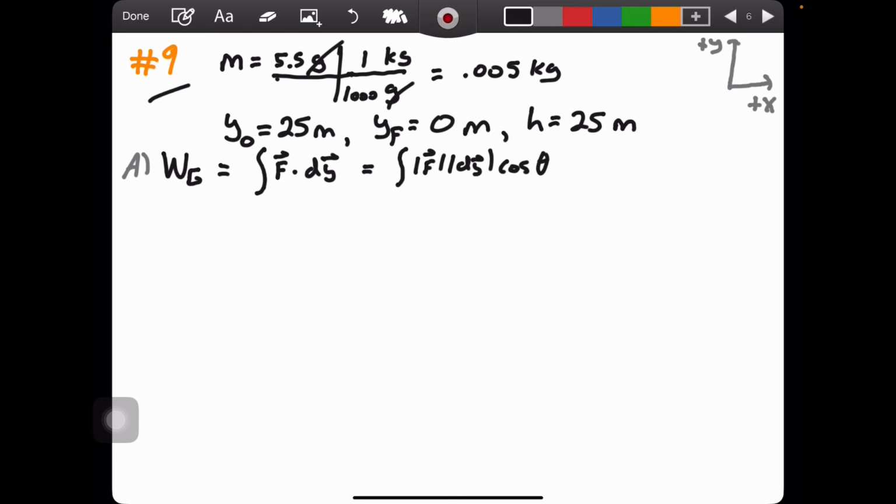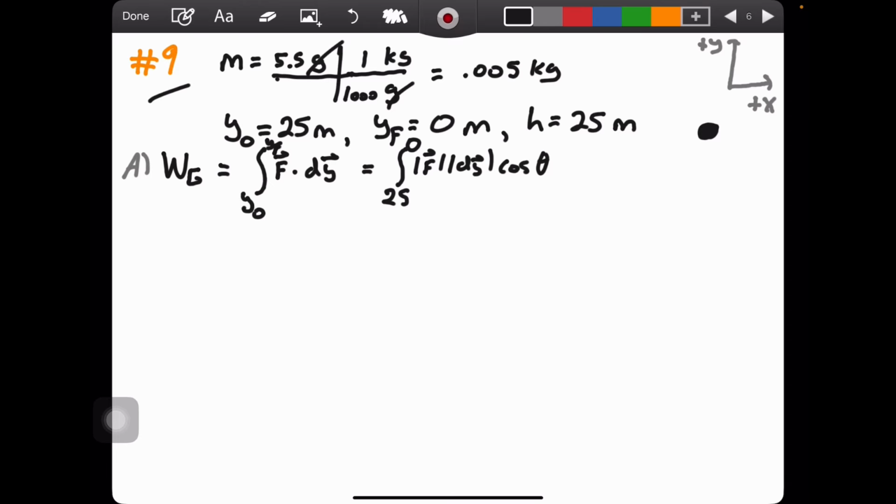These are definite integrals, so we also have to specify our beginning and ending points. These are integrals that are set up in the vertical direction, which is to say the definite integral is going to span from y initial to y final. Well, we know that y initial is 25. We know that y final is 0. So I've specified the limits of my definite integral, but I still have a little bit more work to do because I need to think about this theta.